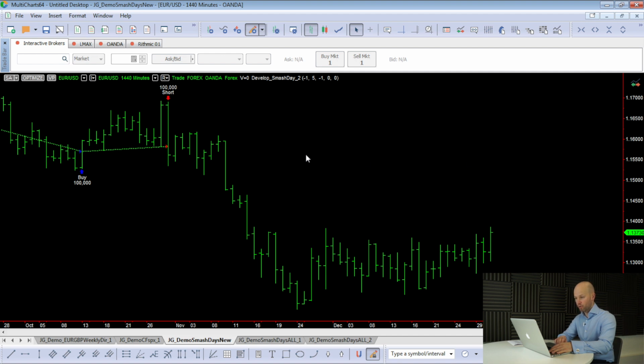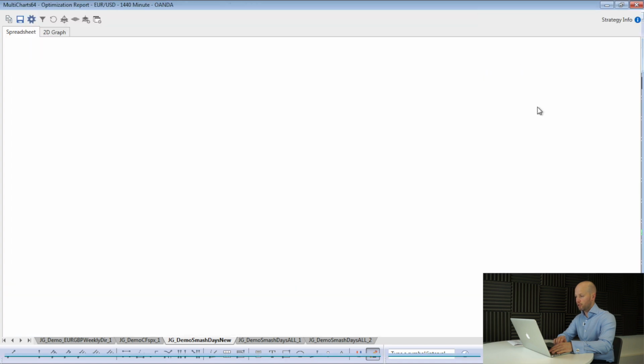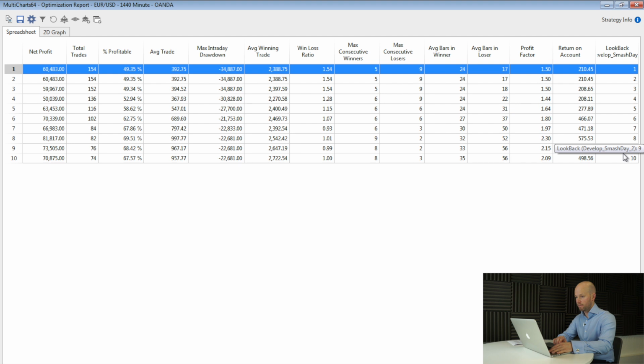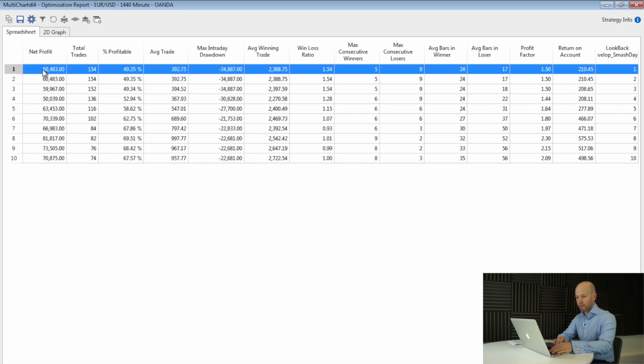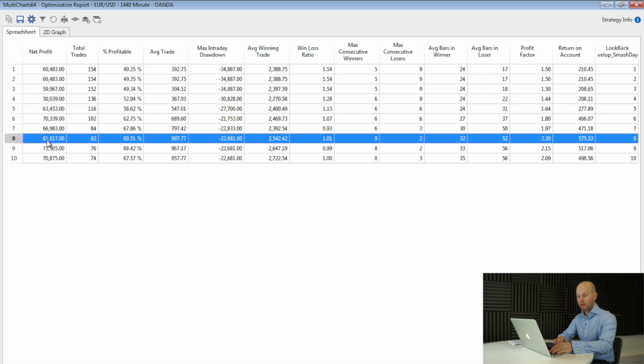Now, this is using the original rules, okay? So I've done an optimization on the look back from 1 to 10, and just take a look at the results. Look at the net profit. The least net profit is probably at 4, which was 50,000. Taking every smash day, we're looking at 60,000. So we've got 59, 50, 63, 70, 76, 81, and that was the one I ended up using in that previous video or that previous strategy. But notice how consistent all of these numbers are. Whichever look back period we're using, they're all very consistent numbers. That's what I want you to just take notice of.